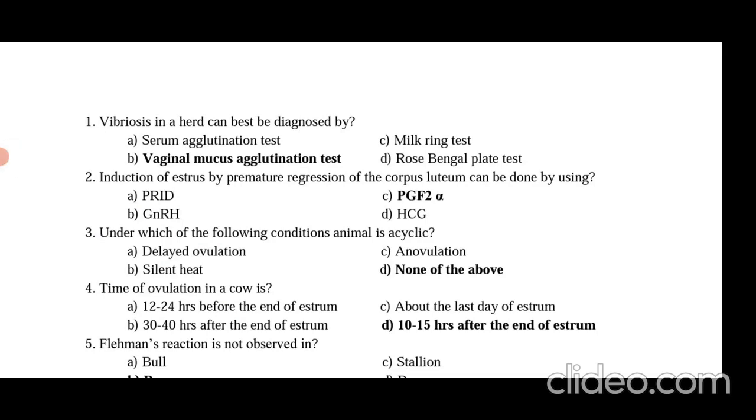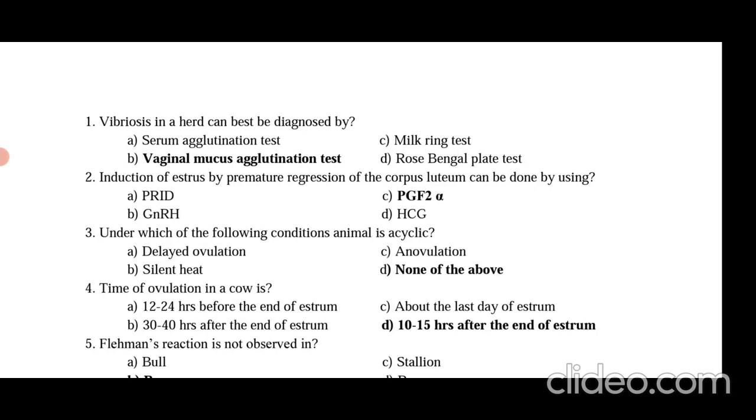Vibriosis in a herd can best be diagnosed by vaginal mucus agglutination test. Induction of estrus by premature regression of corpus luteum can be done by using prostaglandin F2 alpha, available as cyclomate.